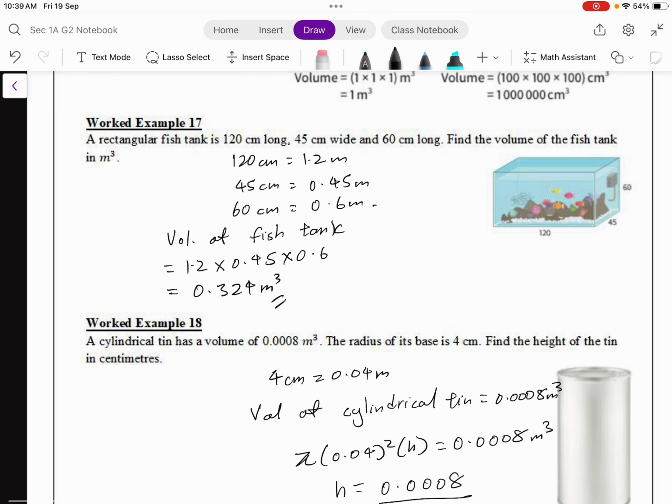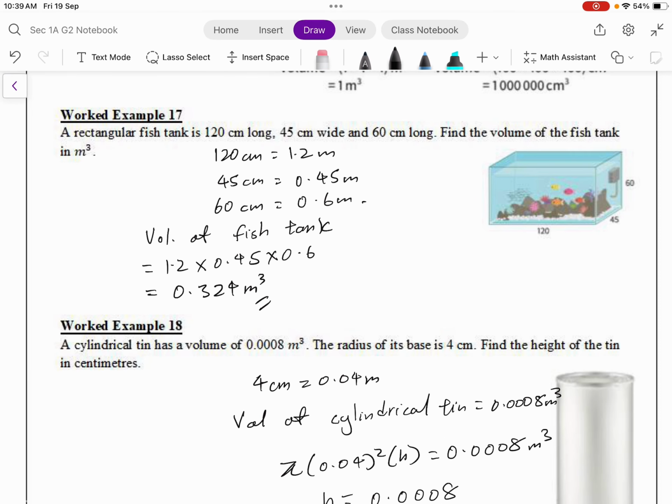Okay, so for example 17, actually we don't really need to use it. What we need to do is, on your paper, learn to convert. So for example, the rectangular fish tank is 120. Now we want the answer to be in meter cube, right? So we convert it to 1.2 meter, 0.45 meter, 0.6 meter. Okay, so volume is length times breadth times height. So we get 1.2 times 0.45 times 0.6, and then we get 0.324 meter cube.